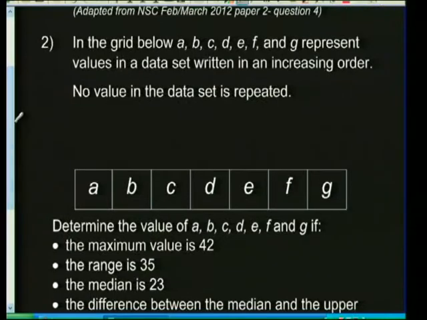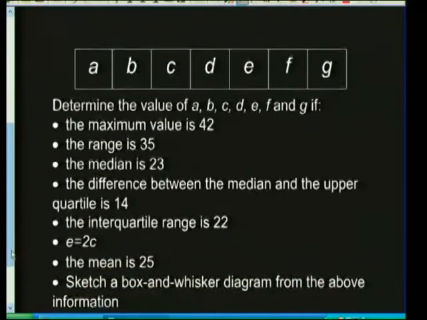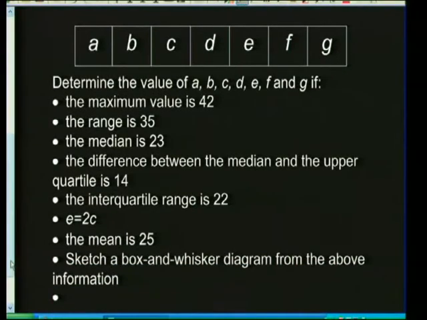So what the question actually says is, they've given us a grid, and inside the grid, as you can see, they've filled in A, B, C, D, E, F, and G, and they've said that they represent values in your data set, and they've told us that it's been written in increasing order. Okay, and the other thing they've said is that no value has been repeated, so therefore we know that we can't have two of any of the same numbers here.